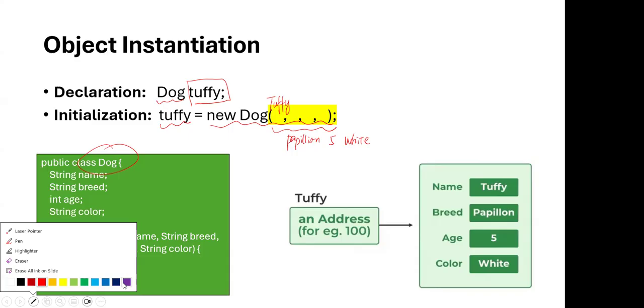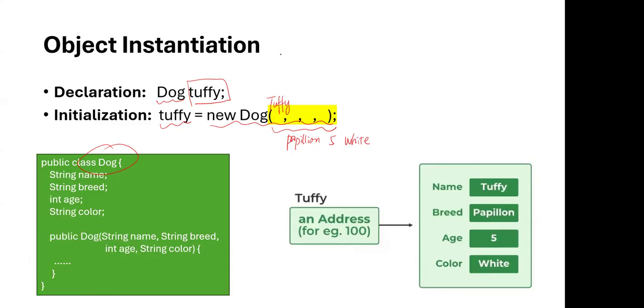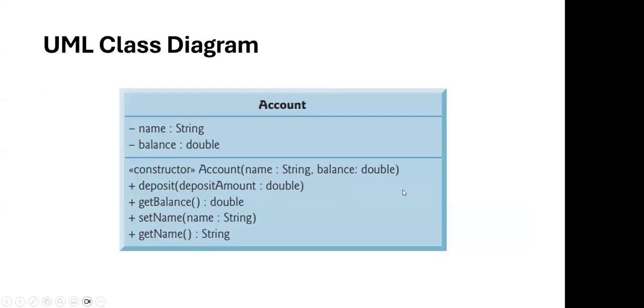Let me change the color. Since Toffee is a name, it's a string, so we should use the double quote for the name. And the same thing for Papillion and white, because Toffee, Papillion, and white are all strings. So when we are writing this code, do not forget to use the double quote. Okay, great. So let's move on to the next one.